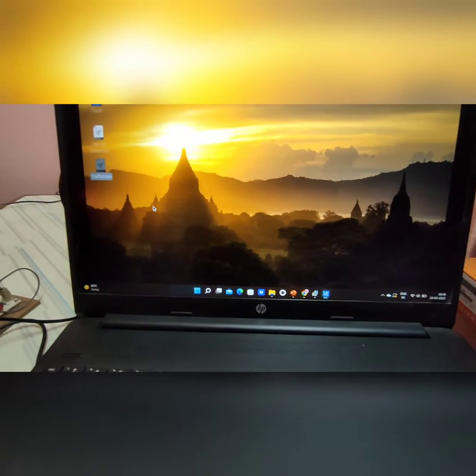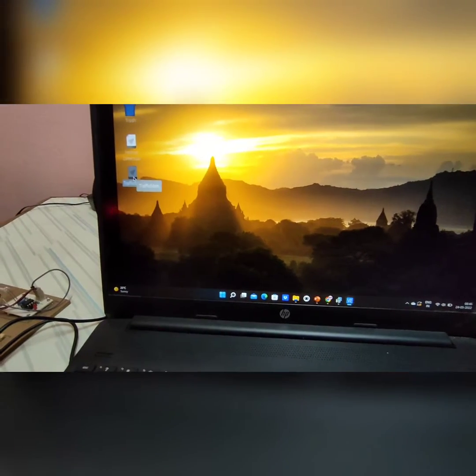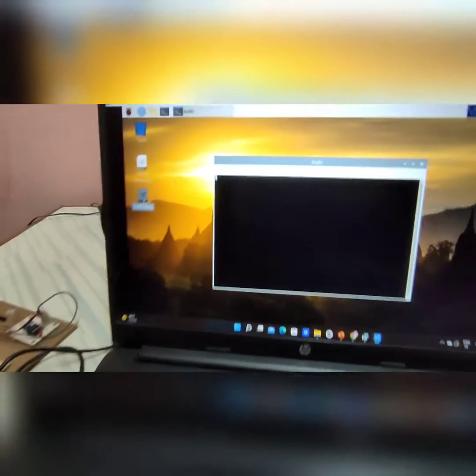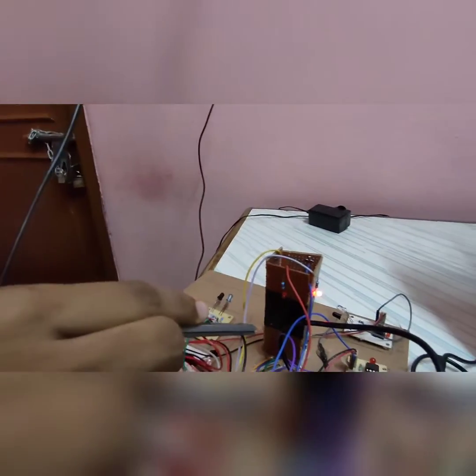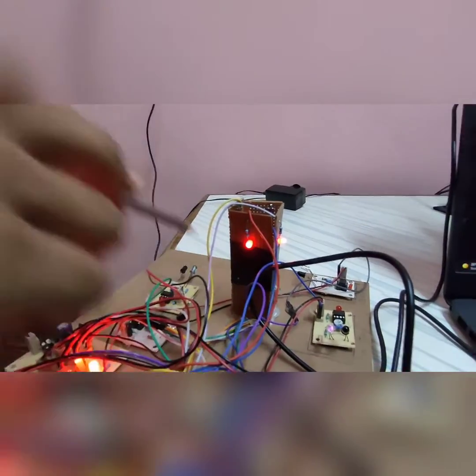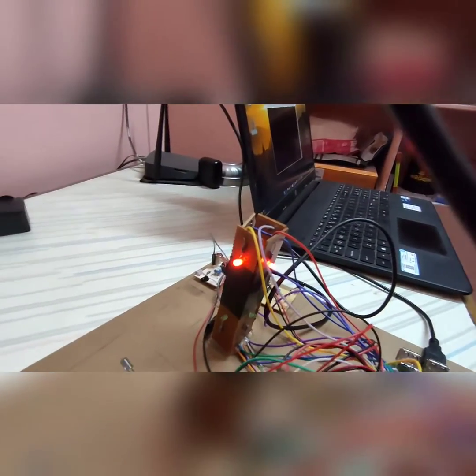Now coming to code running, this is the normal condition where the signal is green at lane 1, now the signal is green at lane 2, and the signal is green at lane 3, and the signal will switch to lane 4 with a particular timing of 7 seconds for each lane.